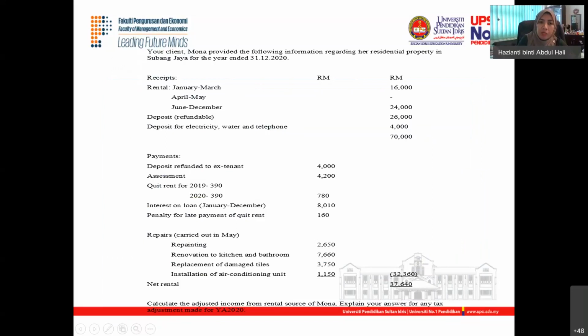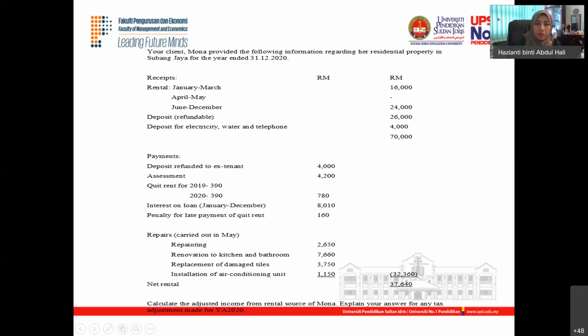So this is your client Mona, who provided the following information regarding her residential property in Subang for the year ended 31st December 2020. Right, so this is the income. January until March 16,000, April until May vacant, and another tenant in June until December 24,000. Deposit refundable and also deposit for water and electricity and telephone which amounted to 70,000. And this is the payment. Because you have to compute again the adjusted income from rental based on the information given.